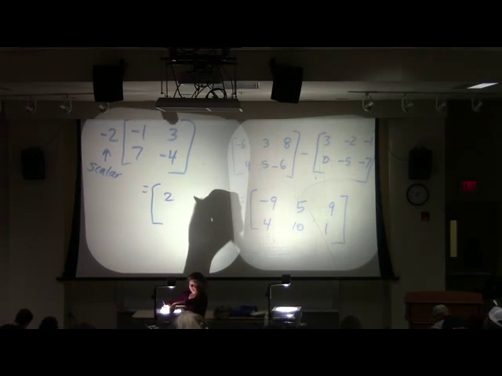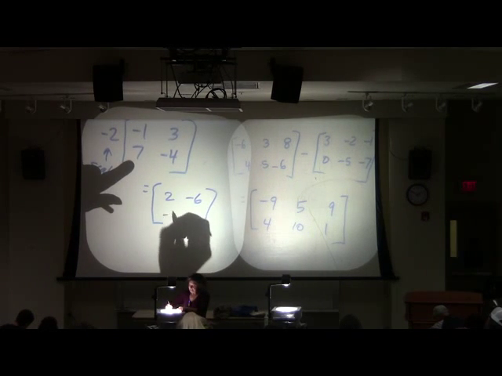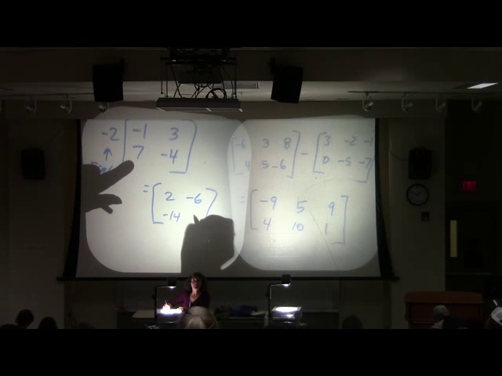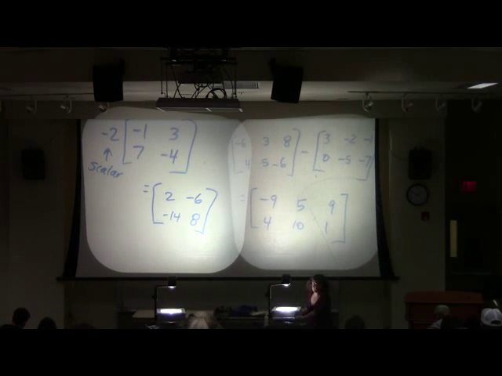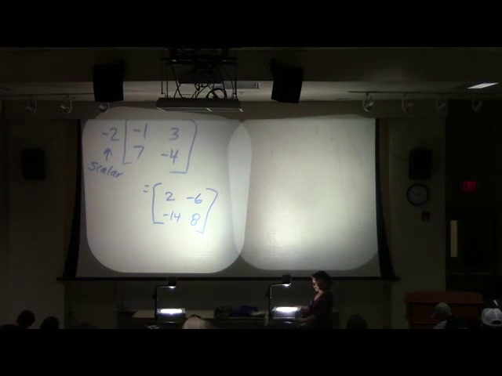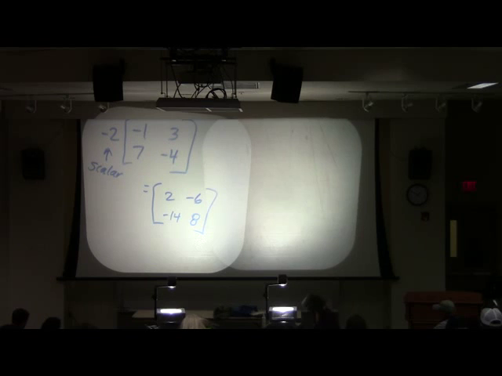2. Negative 6. Negative 14 and 8. Are you all thrilled? We are building up to something, I promise. But here's our last example for the day. I'm about out of overhead, so timing works.